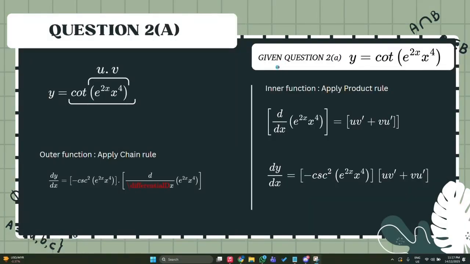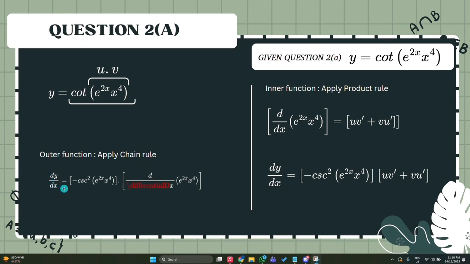We are given the function y equals cotangent of e to the power 2x multiplied by x to the power 4. So this function is a composite function. The outer function is cotangent of e to the power 2x multiplied by x to the power 4, and the inner function is e to the power 2x multiplied by x to the power 4. Since the inner function is a product of two functions, we need to apply both the chain rule and the product rule. First, we differentiate the outer function.